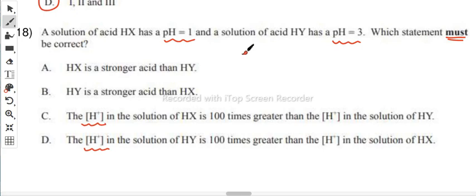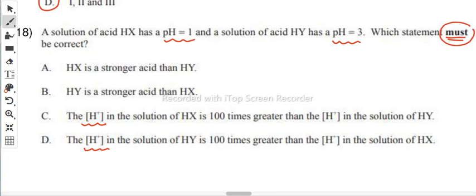I cannot say that either A or B is correct. Why is that? If I want to read A, HX is a stronger acid. Is it a correct statement as a must? I cannot say that it's 100%. Why?